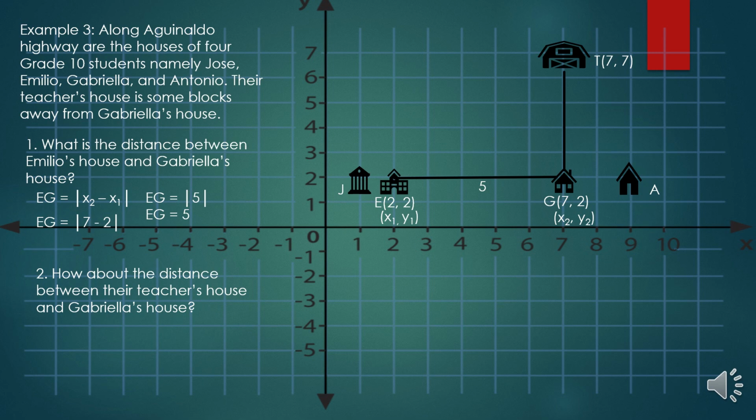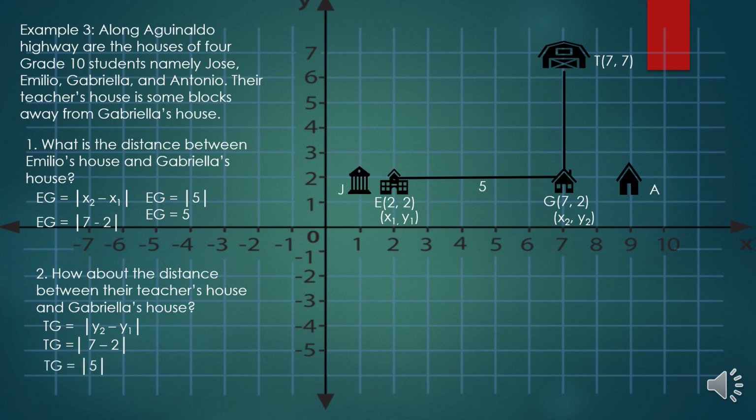Connect their teacher's house to Gabriela's house. It is a vertical line. The line is vertical when they both have the same value of x coordinates, or by using the formula in getting the distance from their teacher's house to Gabriela's house is equal to the absolute value of the difference of their y ordinates, or that is equal to the absolute value of y sub 2 minus y sub 1, and substitute y sub 2 is 7, y sub 1 is equal to 2.